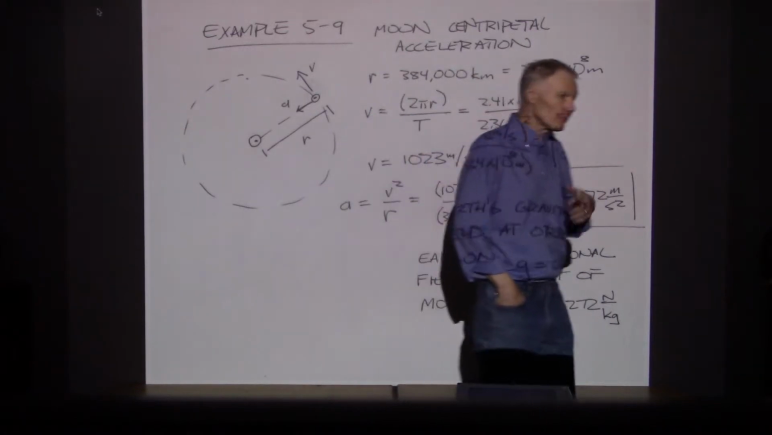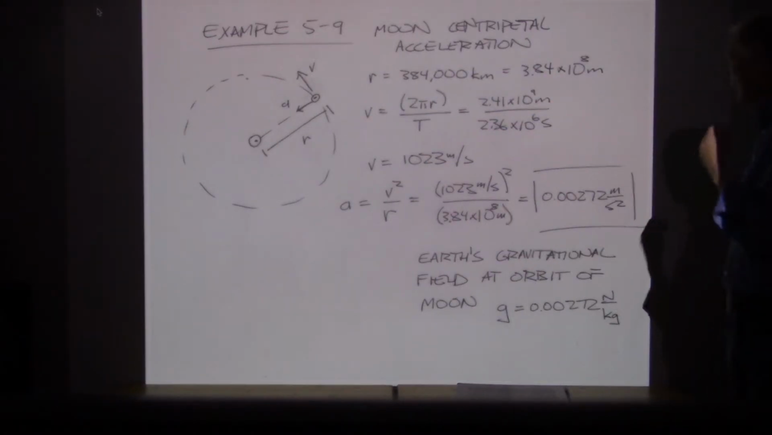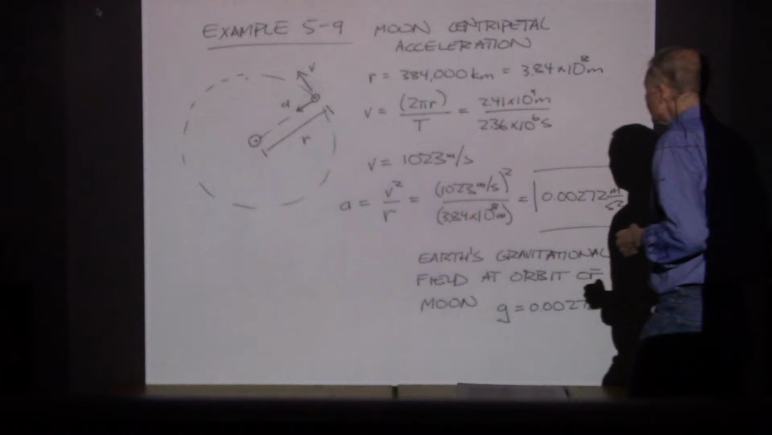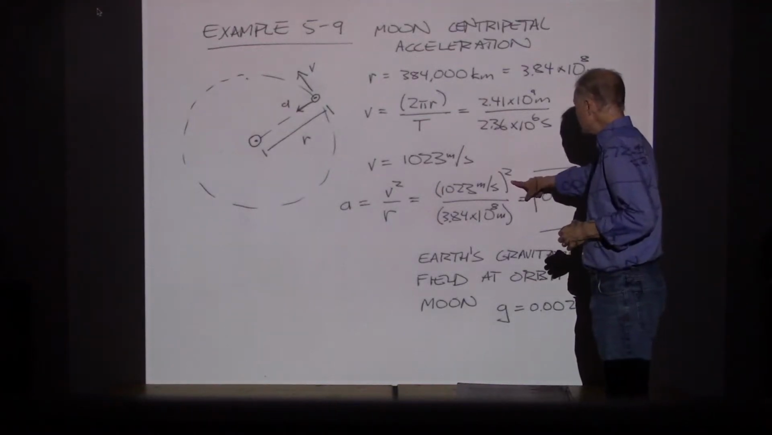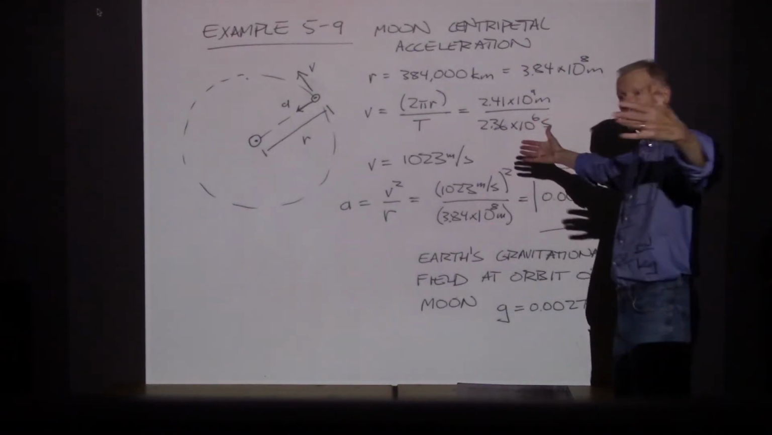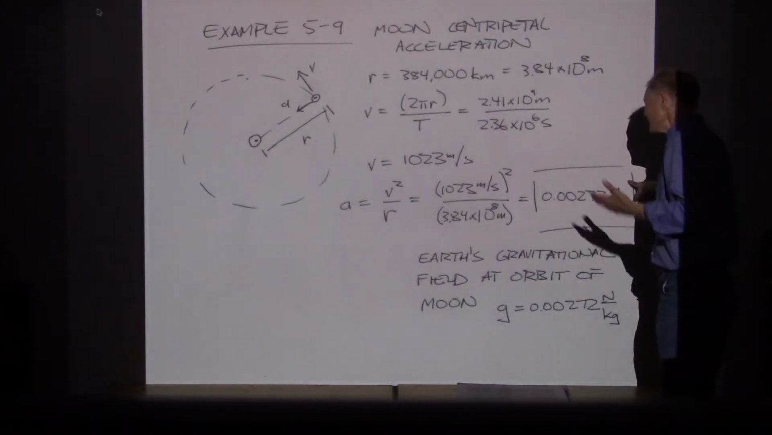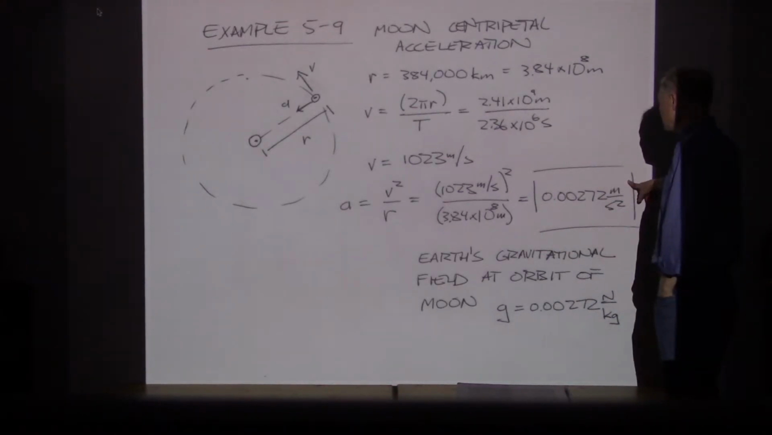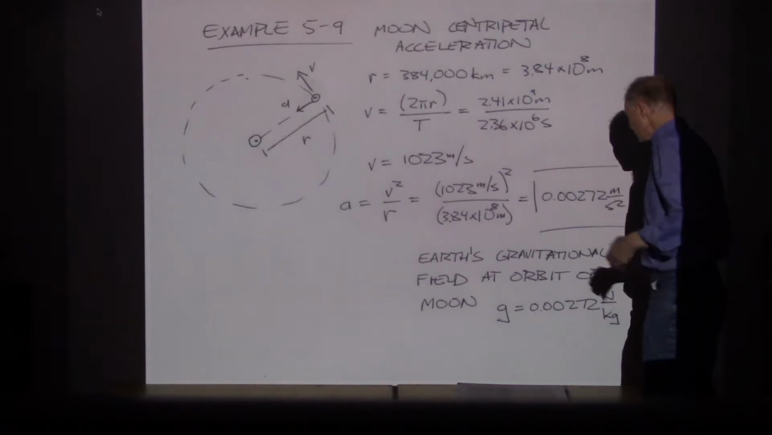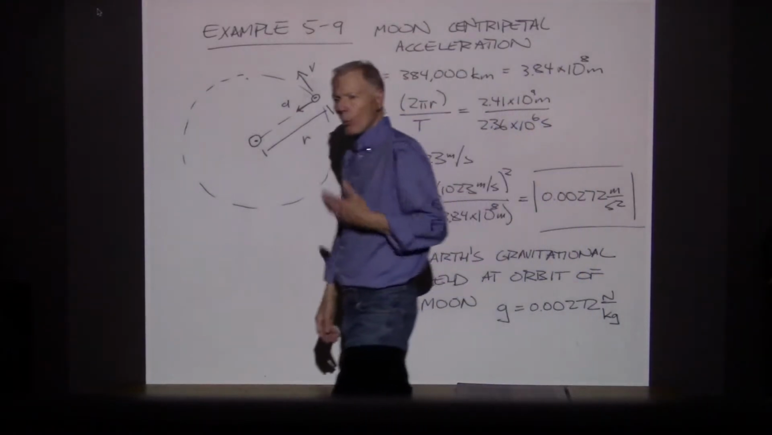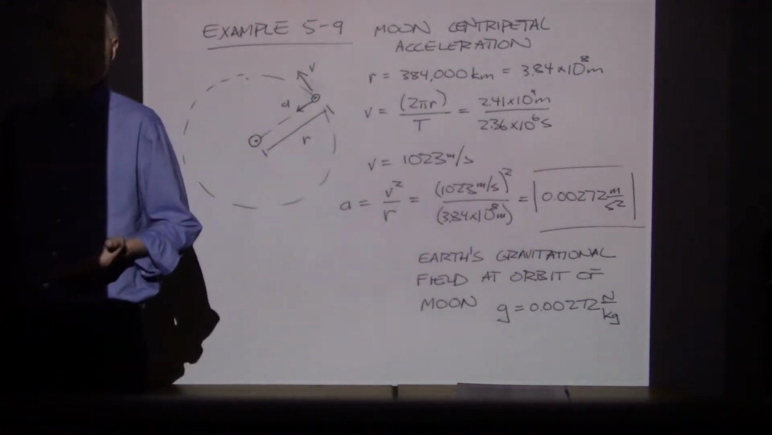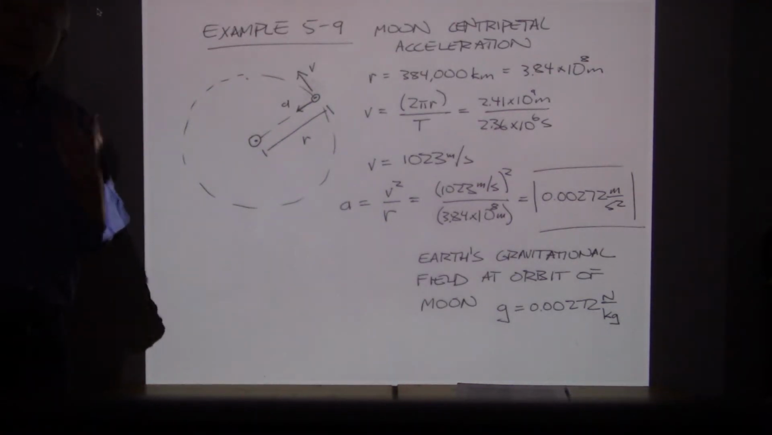So I plug in the v values, I plug in the r values. Now, the distance is really large, so the speed is big, but the size of the circle is enormous. It works out to be a pretty small acceleration, 0.00272 meters per second squared. So it's not huge. Now, where is that acceleration coming from? And it's coming from gravity.